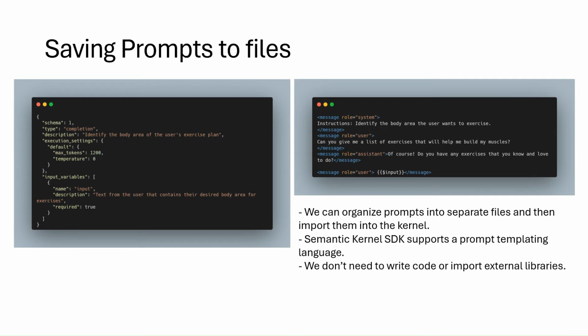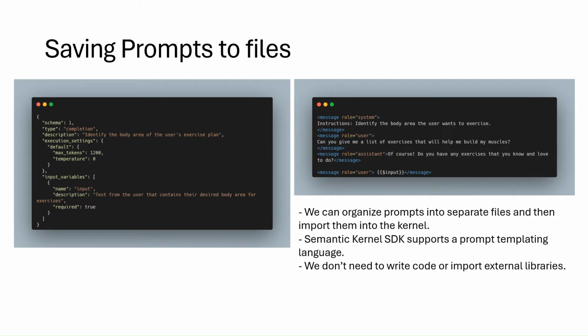One cool feature that we can implement for larger projects is the ability to organize our prompts into separate files and then import them into the kernel. For our own plugins, it's a good idea to create separate folders for our prompts. The Semantic Kernel SDK supports a prompt templating language with some simple syntax rules. We don't need to write code or import any external library. What the semantic kernel will do is parse your template and run the logic behind it. And this templating language supports adding variables, calling external functions, and passing parameters to functions.